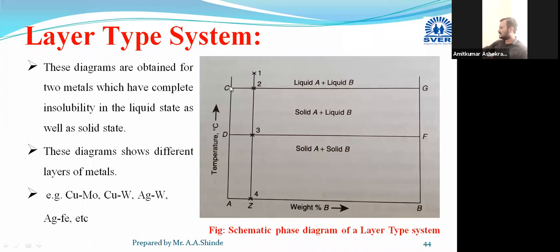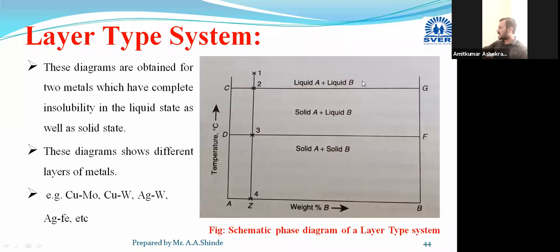This point C is the melting point of element A. This equilibrium diagram I have shown here is for metal A and metal B, the alloy of elements A and B. Now this point C is the melting point of element A, and this point D is the melting point of element B.